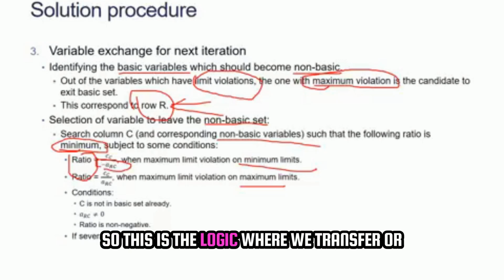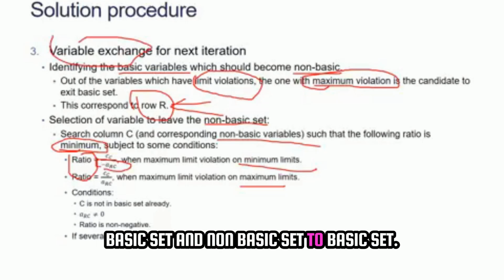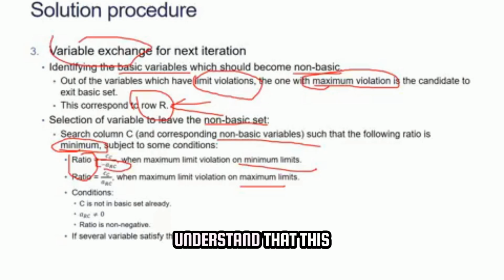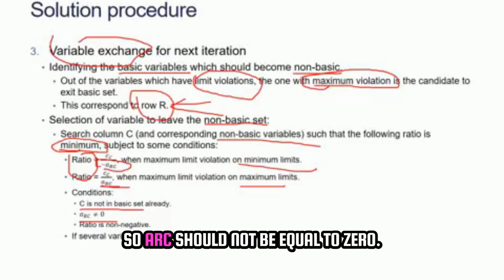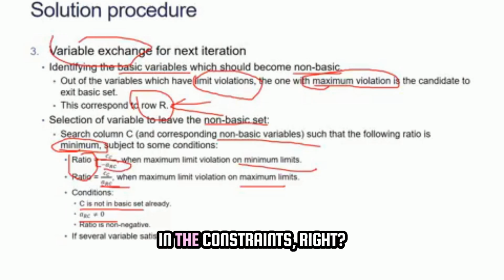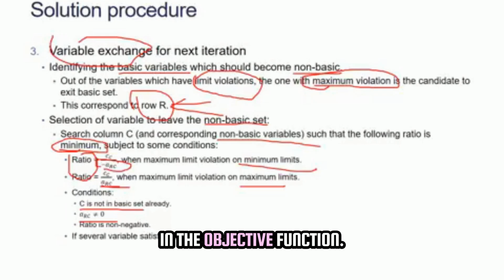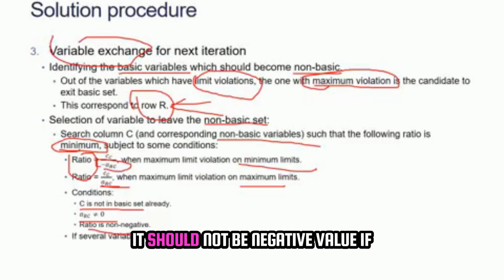So this is the logic where we exchange the variable from the basic set to the non-basic set and from the non-basic set to the basic set. And while taking these ratios, you have to understand that we are dividing by a_rc, so a_rc should not be equal to zero. A was the coefficient of a variable in the constraints, right? And C was the coefficient of the variable in the objective function. So just for your information. And the ratio should be non-negative, right? It should not be a negative value.